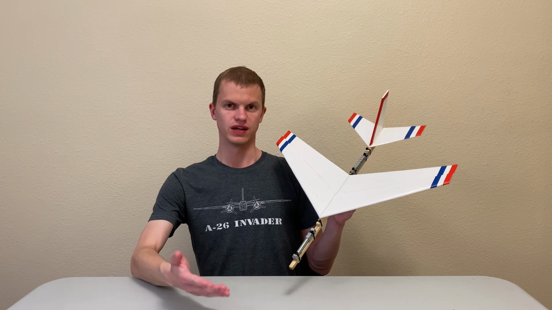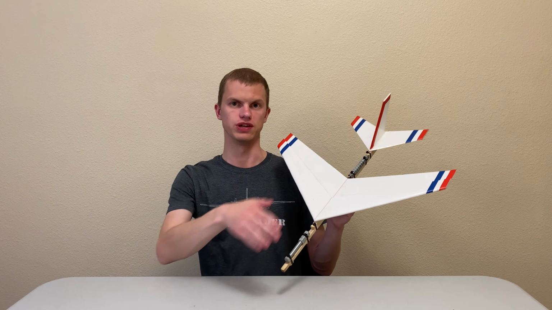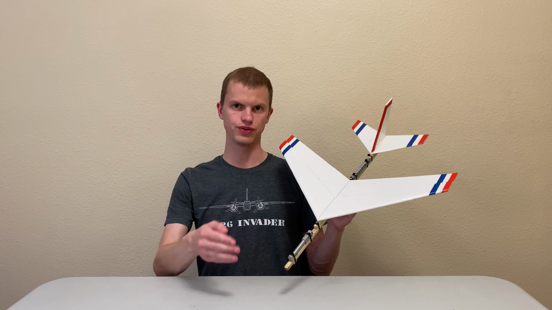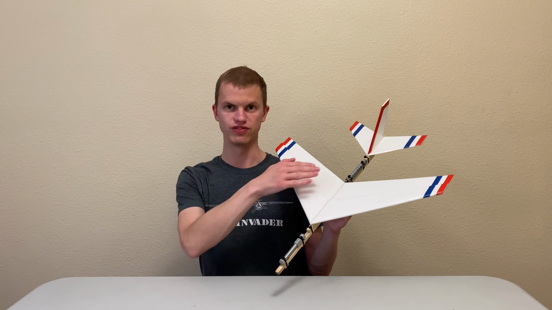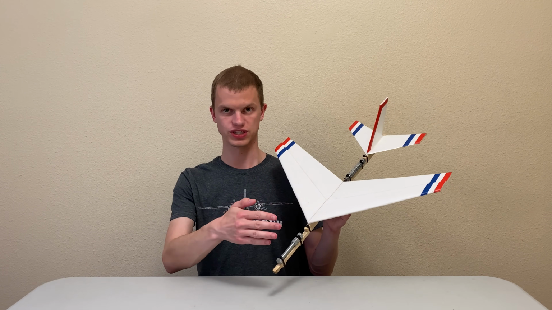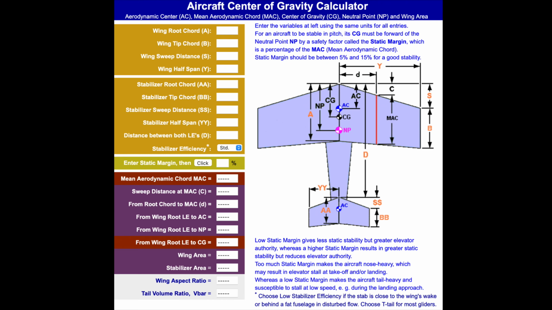Now we know how to use the concept of the center of gravity to determine how the weight is distributed on our plane, and how to redistribute the weight to move the center of gravity forwards or backwards. But that still leaves us with the question, where should the center of gravity be? We can find the answer to that question using an online calculator. This online calculator, which I've provided a link to in the description, can be used to estimate the ideal location of the center of gravity using the dimensions of the wing and tail.